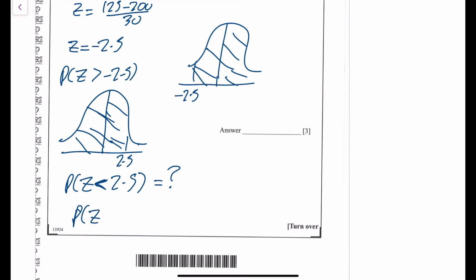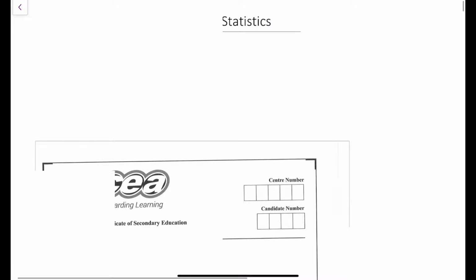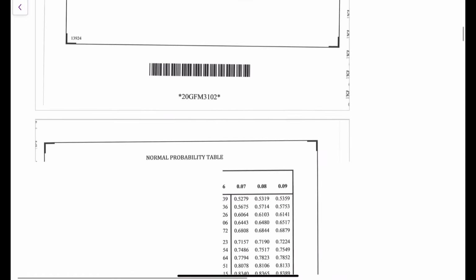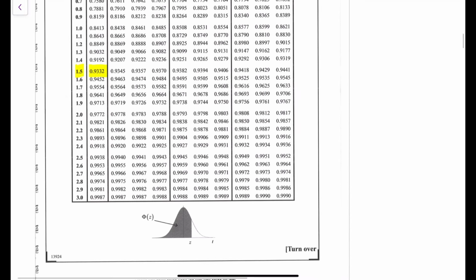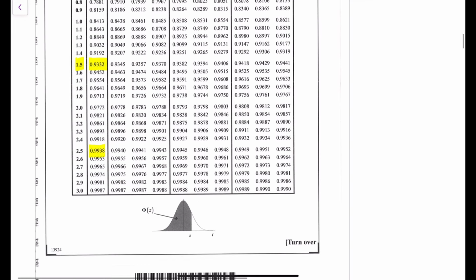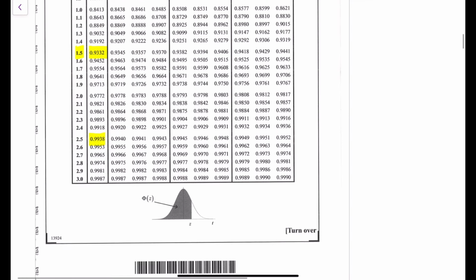So you go to the 2.5 in the tables. I don't want to scoot all the way back to that, but that's what it's going to be. Here, I will just scoot back to it very quickly. So there was 2.5, and the 0 decimal points, so 0.9938, and I think that's what I had written down there.